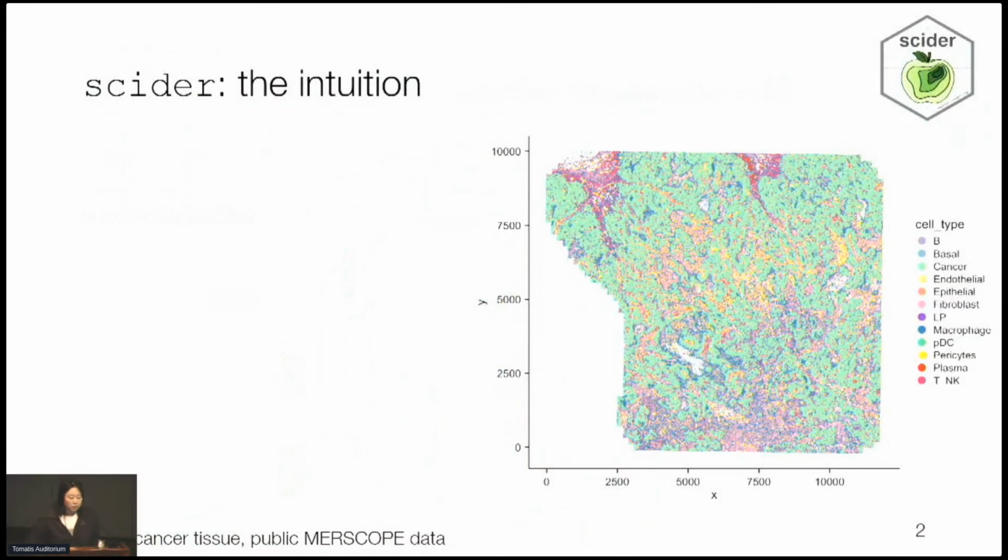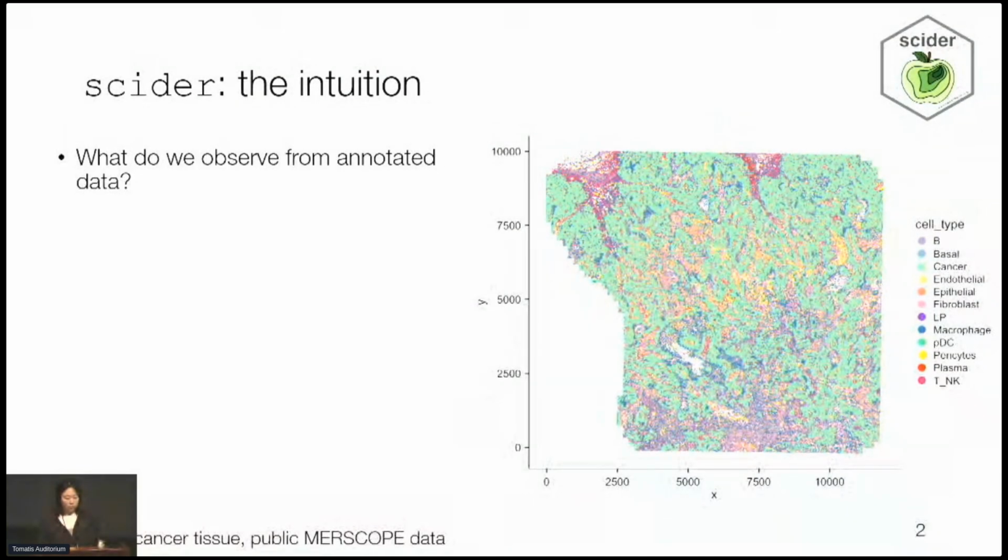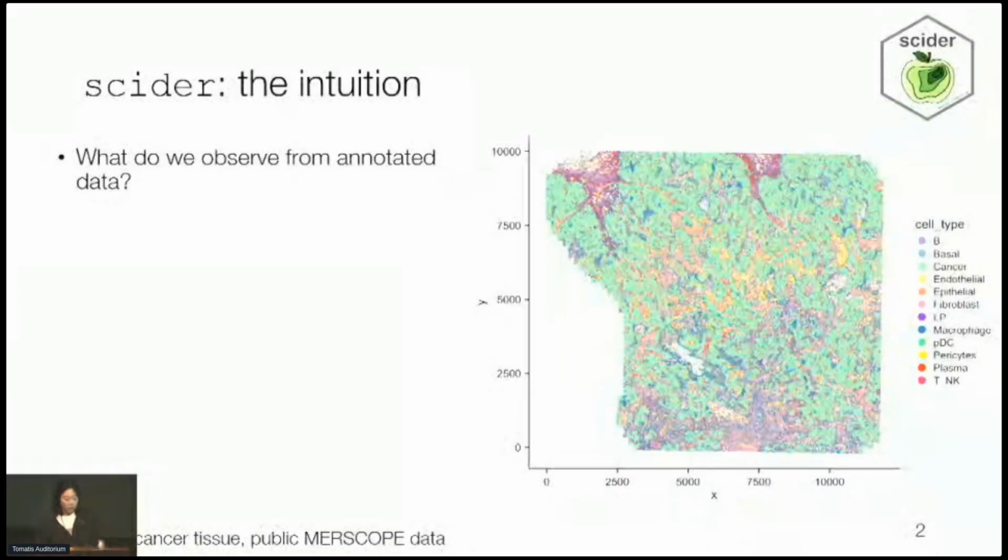So here, let's have a look at a real data set. It's public MERSCOPE data from human breast cancer tissue. Here we have already performed the cell type annotation using SingleR. To start with, we can ask ourselves the very simple question of what we observe from this annotated data set, from this spatial map. Here, each point is a cell. So what do we observe from this slide?